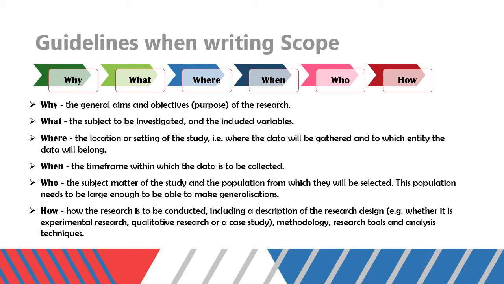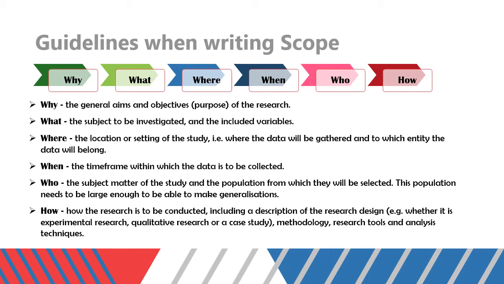For where? The location or setting of the study. For example, where the data will be gathered and to which entity the data will belong. For when? The time frame within which the data will be collected. For who? The subject matter of the study and the population from which they will be selected. These populations need to be large enough to be able to make generalizations.